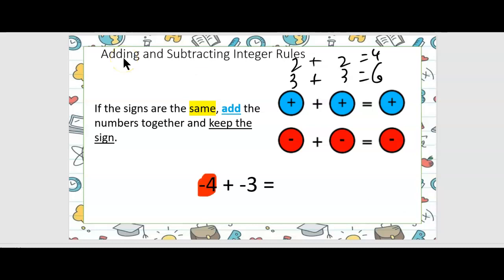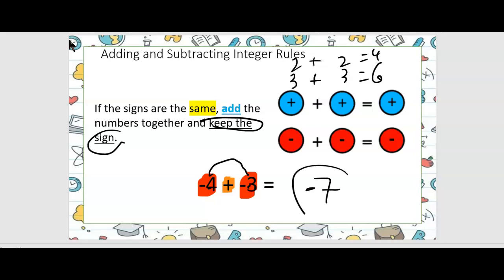Okay, 4 negatives, 3 negatives. What's the operation? We're adding them together. If you wanted to draw it, you could, but we're not drawing right now. We're just doing rules. So basically, you just add these 2 things together. 4 plus 3 is 7, and you keep the sign the same, which is a negative. Add them together, keep the sign the same.